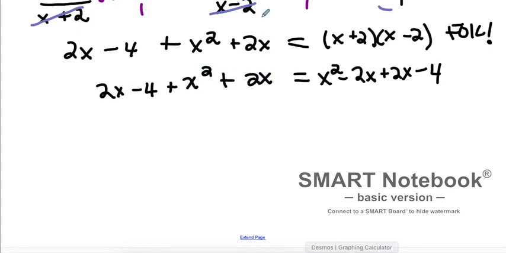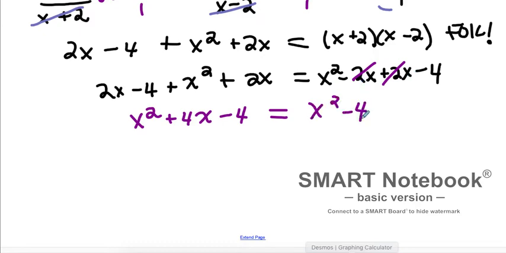And you could start simplifying at this point. So let's see. On the left side, I've got, oops, no, these are not going to cancel. 2x plus 2x is 4x. So this is going to be x squared, I'm just putting it in the right order, plus 4x minus 4 equals, and then here, these will actually cancel. Negative 2x plus 2x will cancel. So here I have x squared minus 4.